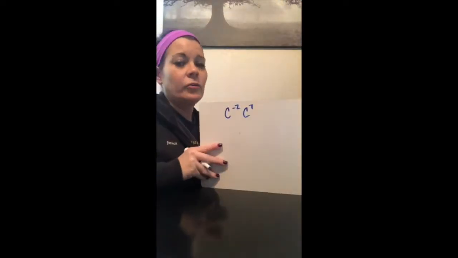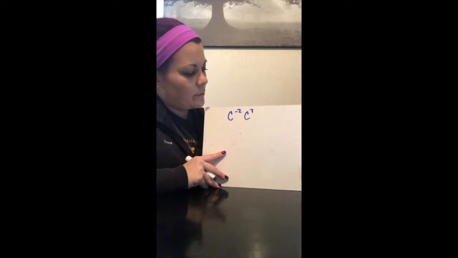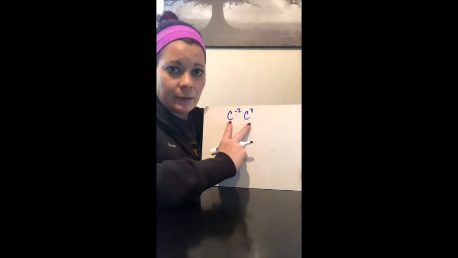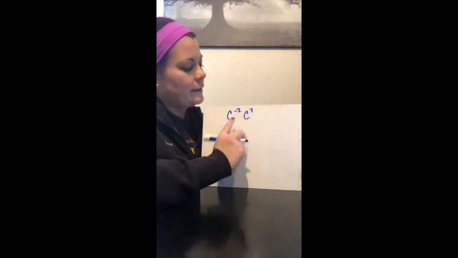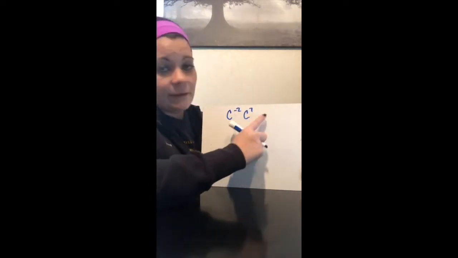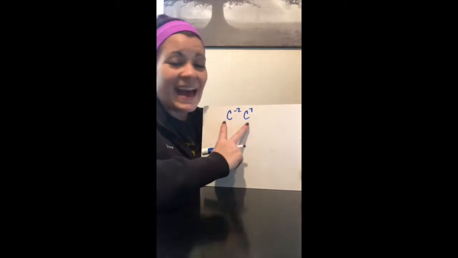Okay, now I'm going to teach you exponent property rules. When you have the same base, so these are both c's, and that means multiplication when they're side by side. So we have c to the negative 2 times c to the 7th. You can simplify this by adding the exponents.